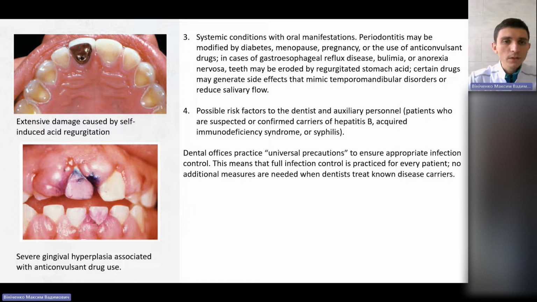Possible risk factors to the dentist and auxiliary personnel for patients who are suspected or confirmed carriers of hepatitis B, acquired immunodeficiency syndrome, or syphilis. Dental officers practice universal precautions to ensure appropriate infection control. This means that full infection control is practiced for every patient. No additional measures are needed when dentists treat known disease carriers.